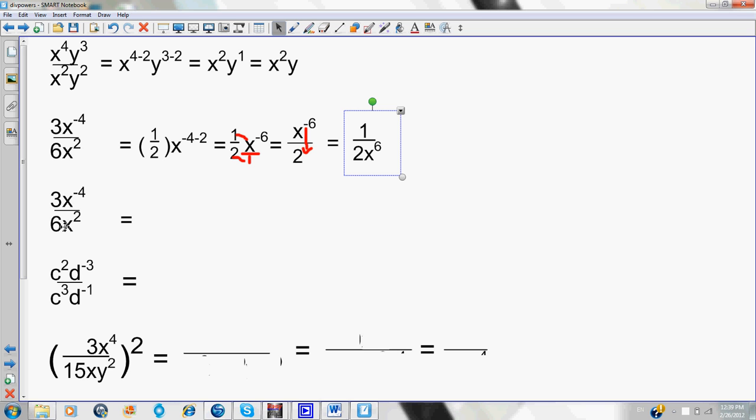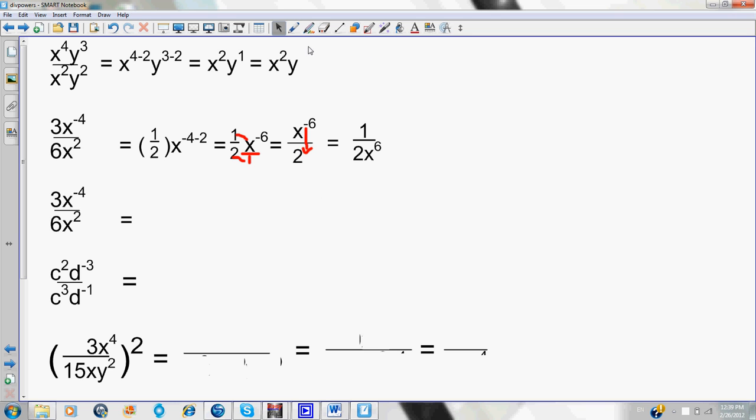3x to the negative 4 over 6x squared. 3 divided by 6 is 1/2. We've already established that in the previous one up here. Now, since we want to write it with a positive exponent, we take the exponent which is larger, which is the 2 here, and we know that our answer is going to be maintained in that side of the divisor line. So the 2 is the larger. So instead of going negative 4 minus 2 like we did in the previous one, we're going to go 2 minus a minus 4.